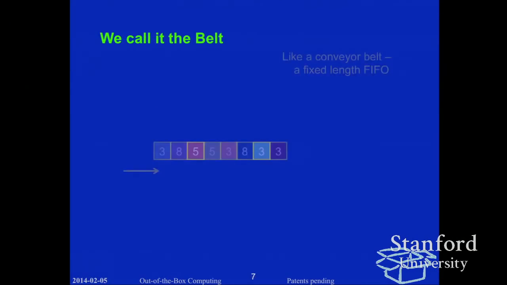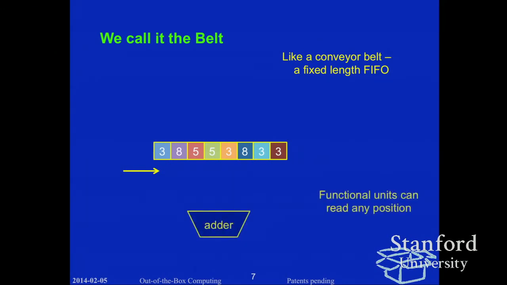The communication device looks like a conveyor belt. It is a fixed length FIFO. Assume that that is a set of values sitting on the belt. A functional unit can read any position in that FIFO, pulling values off it down into the functional unit.